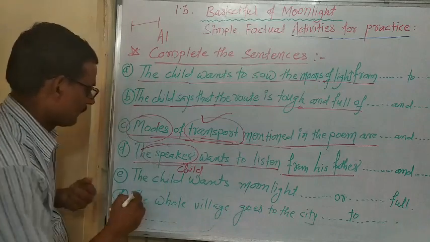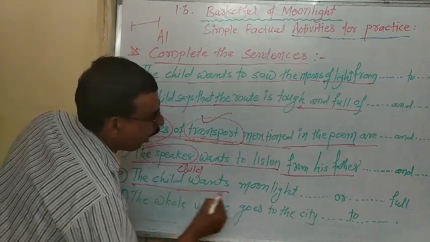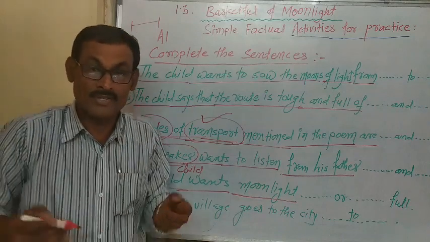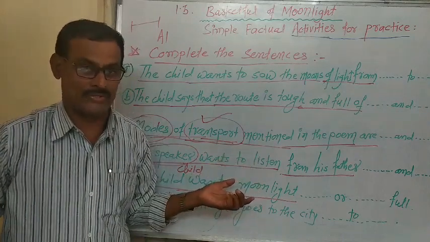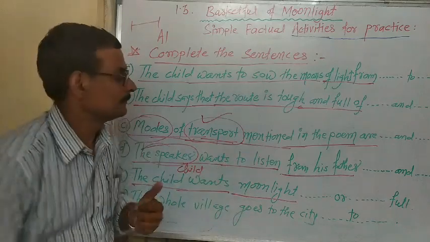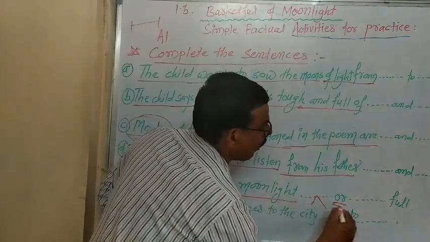Next one. The child wants moonlight. How much moonlight does he want? Dash dash or dash dash.